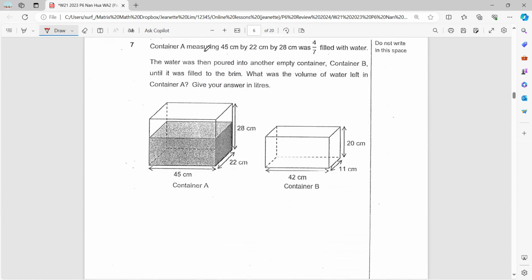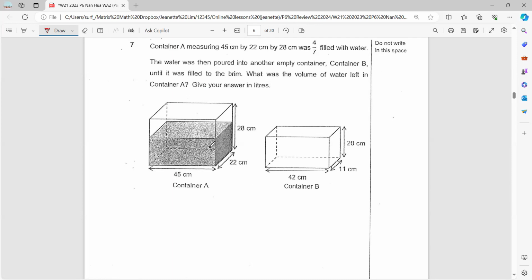Question 7, container A measuring 45 by 22 by 28 cm was 4/7 filled with water. So as indicated here, the water was then poured into another empty container, container B, until it was filled to the brim. What was the volume of water left in container A? Give your answer in liters. Okay, so we know that not all the water can fit into this empty container here. Some of it will be left over. So what we want to do is find the volume of this, find the volume of this, and compare.